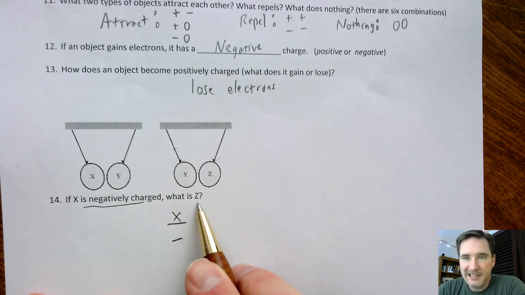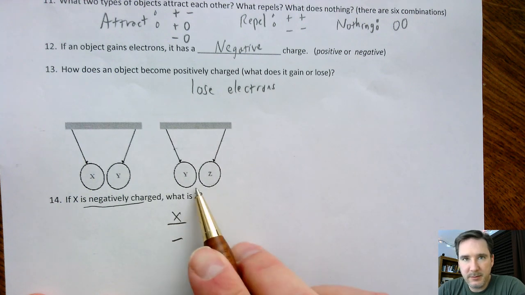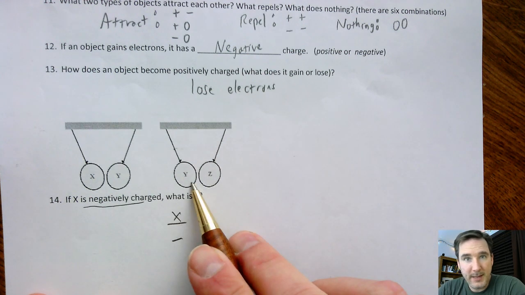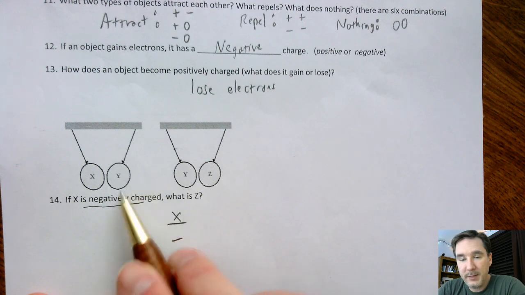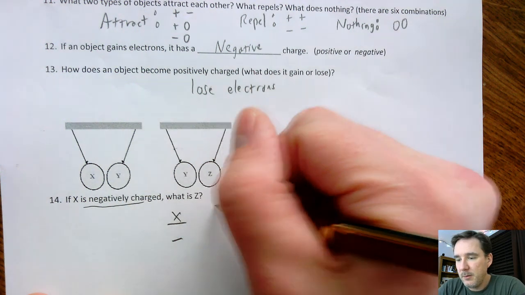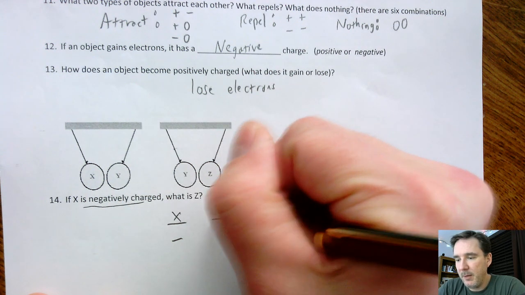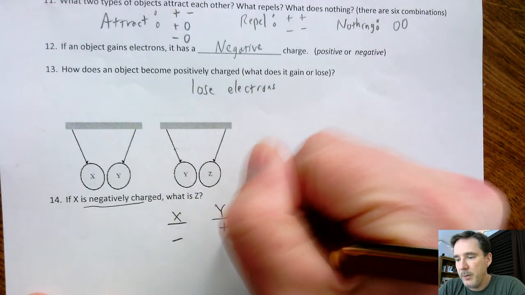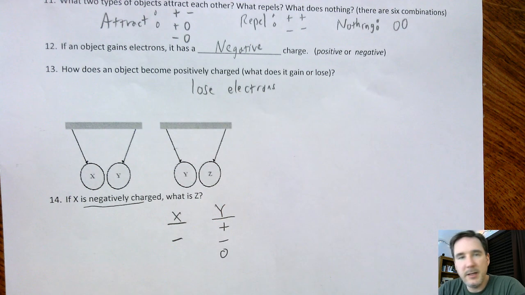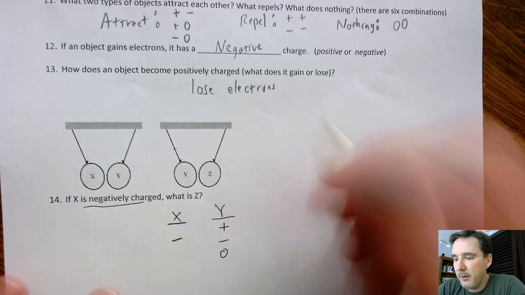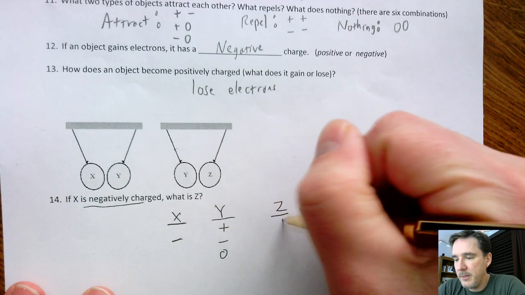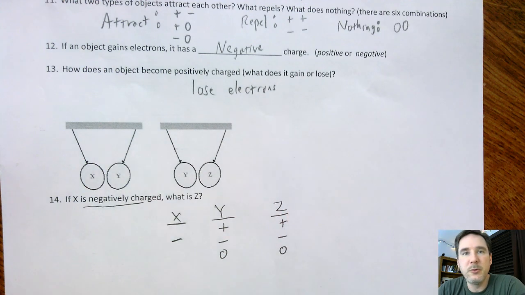We want to know what Z is, but X and Z aren't touching each other. So we have to figure out what Y is first. Y is touching X, or interacting with X, because it might be repelling in other situations. We don't know if Y is positive, negative, or neutral. We have to figure it out. And then from there, we're going to figure out, is Z positive, negative, or neutral?